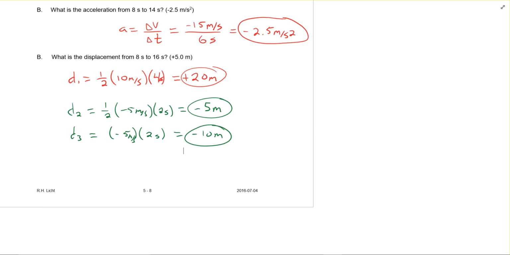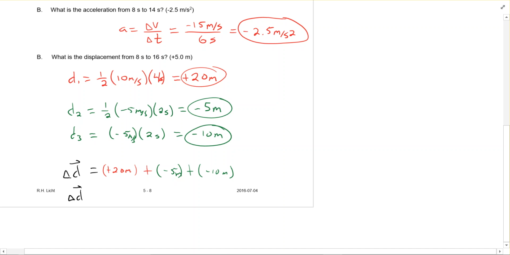So then our displacement, and technically I should have been doing triangles and little arrows over top of all these, but you'll notice that quite a few people just get lazy because they're tired of doing it. But there they are. So my total displacement there is going to be equal to 20 meters plus -5 meters plus -10 meters. So my displacement here is going to be equal to +5 meters.